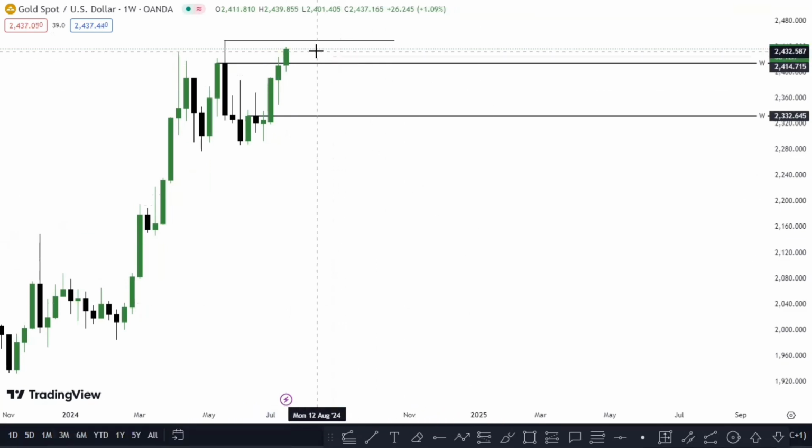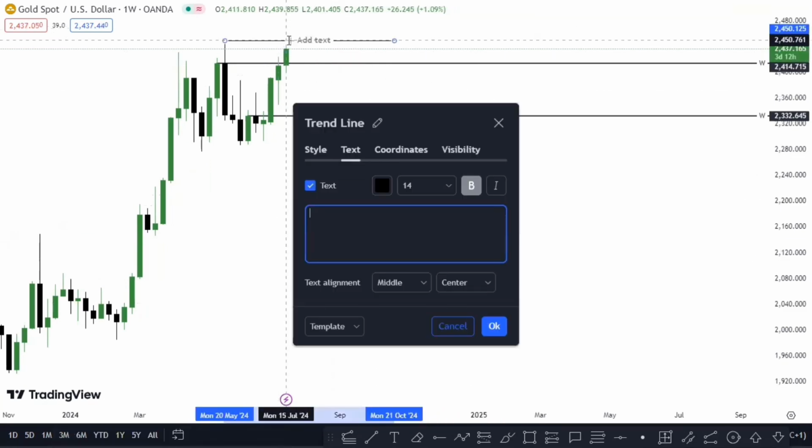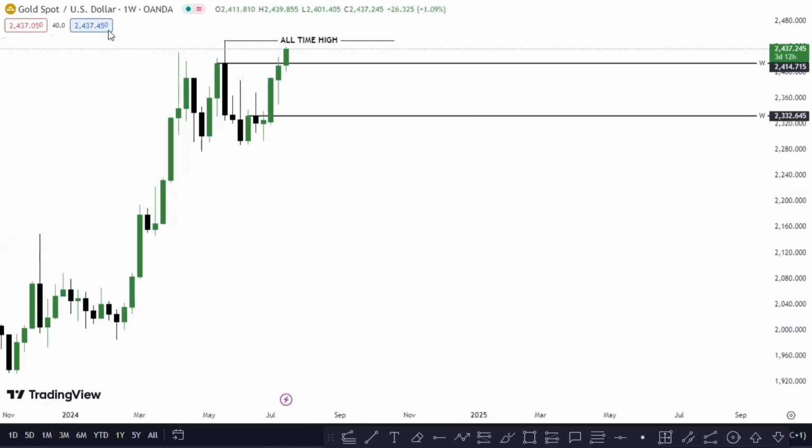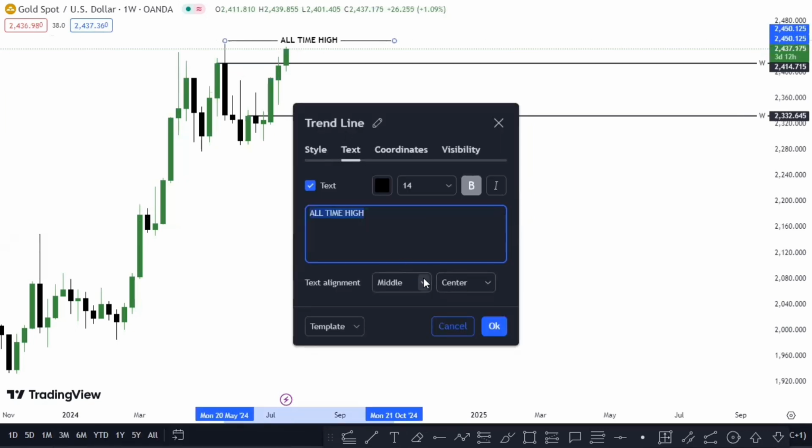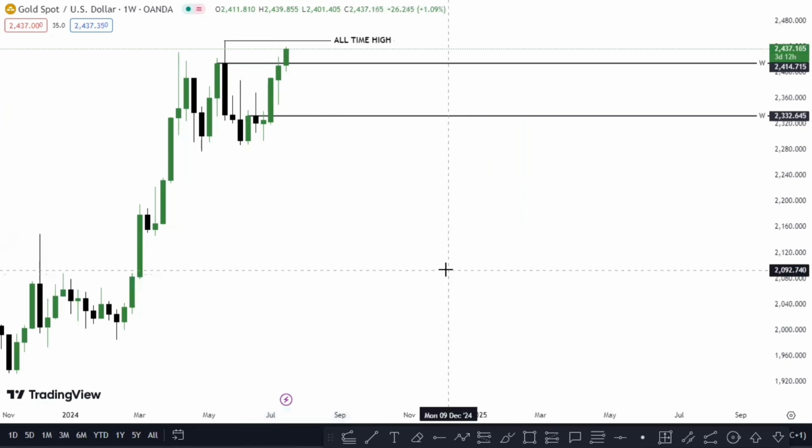Good. So let me note that this is from the weekly time frame, apart from it being, let me just say, the all-time high for this broker. This is the price. On a different broker it might be another price, but very, very similar. Let me move it to the right. Preferable like that, all-time high.